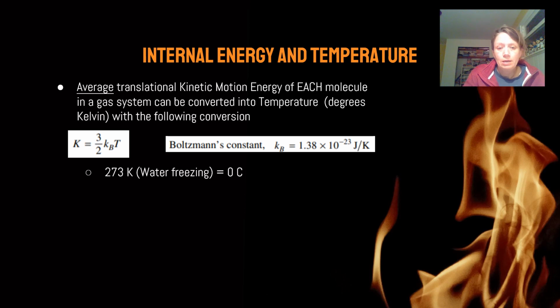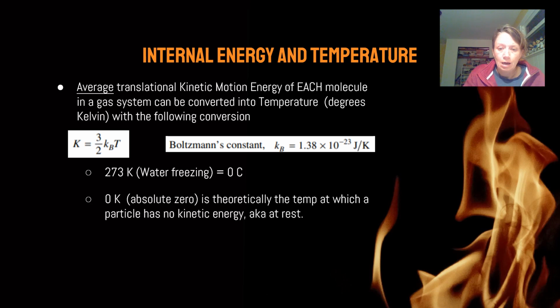Using this conversion, you'll discover that there are a few key temperatures you should know. 273 Kelvin is the temperature at which water freezes. If you have taken chemistry, you know that that is known as 0 Celsius, but we're going to convert it into Kelvin. So Celsius plus 273 gives you Kelvin. And you could have a temperature of 0 K. That is known as absolute zero, and that is theoretically the temperature at which the particle has no kinetic energy. If you plug a 0 in for temperature there, you get a K of 0 as well.